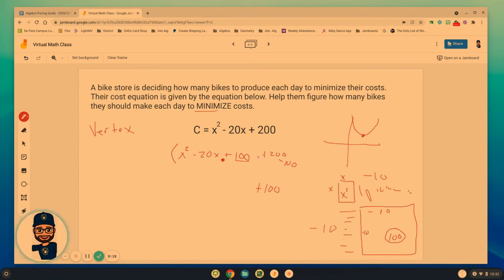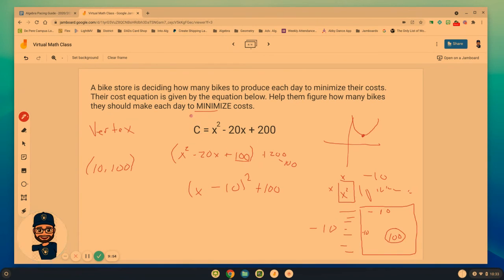And remember this part we can rewrite as x and negative 10. And we have two of those. One's along the left, one's along the top. So x minus 10, quantity squared, plus 100. So the vertex is 10, comma, 100. So how many bikes should they make?